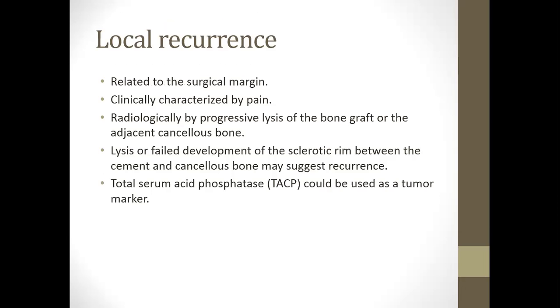About the local recurrence, it is usually related to the surgical margin and characterized usually by pain. It is somehow difficult to see if you use a bone graft, but if you use cement, lysis or failed development of a sclerotic rim between the cement and cancellous bone may suggest a recurrence. And total serum acid phosphatase could be used as a tumor marker.